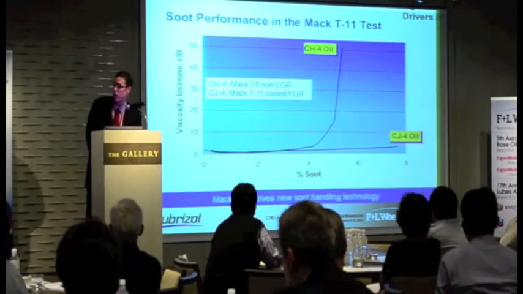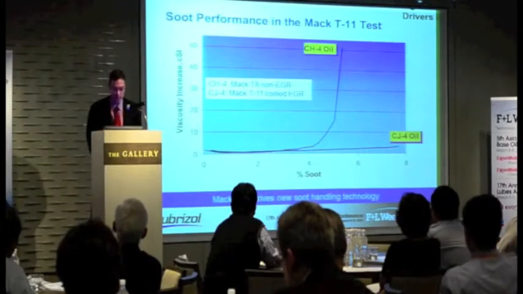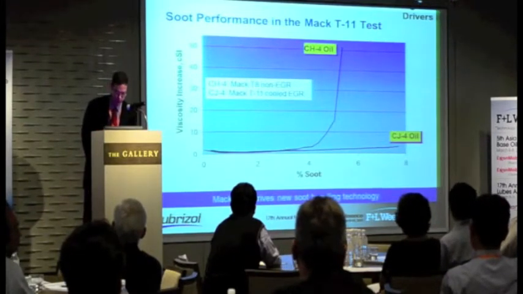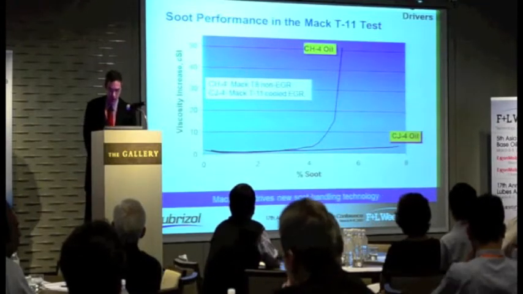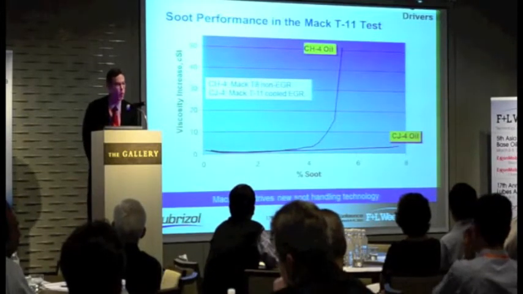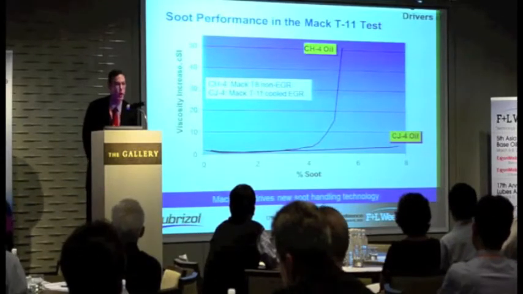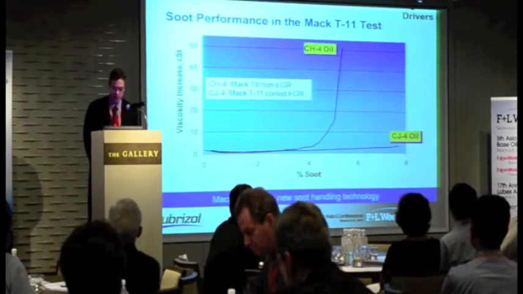This slide shows data in the Mack T-11 test. So it's viscosity increase on the y-axis, percent soot on the x-axis. And it shows two results, a CJ-4 oil and a CH-4 oil. The CJ-4 oil does much better.